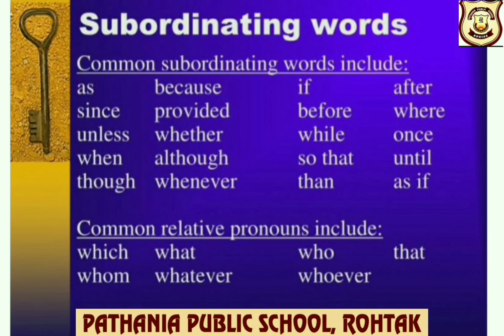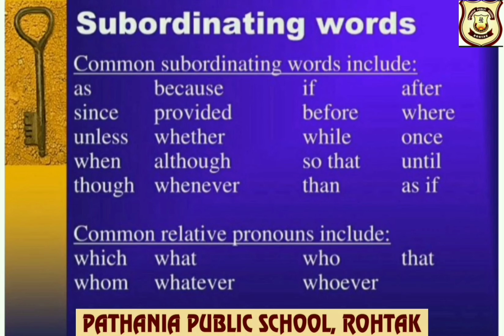There are some subordinating conjunctions that are used in complex sentences, children. For example: as, since, unless, when, though, because, provided, whether, although, whenever, if, before, while, so that, then, after, where, once, until, as if. Some common relative pronouns are also included, like for example which, whom, what, whatever, who, whoever, that.